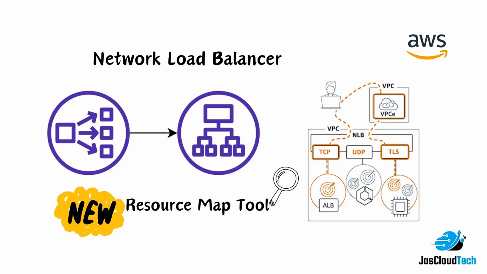I've already shown you the network load balancer, so I'll just quickly go to the console and spin up two EC2 instances, create a target group, and create a new load balancer. Then I will show you this resource map tool. So let's go to the console.